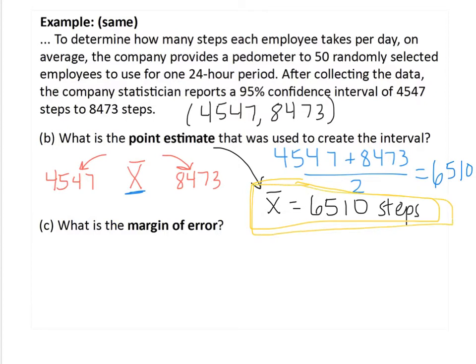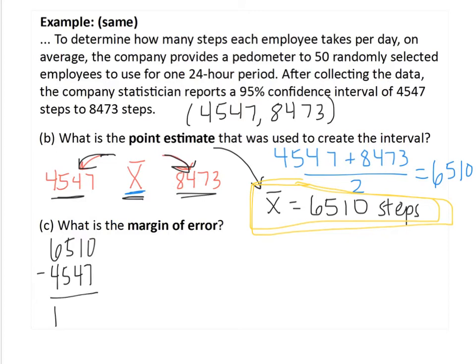So x bar, or the point estimate, is 6,510. But then what's the margin of error? Remember, x bar's in the middle, and then I add something and subtract something to get to this 4,547 and 8,473. Well, in order to find it, I can just do the point estimate minus 4,547, and we get 1,963. You could also do it from the upper bound. You could do the 8,473 minus 6,510, and you get 1,963.